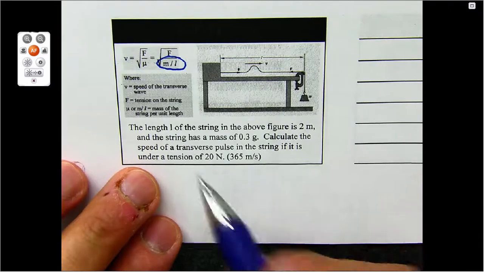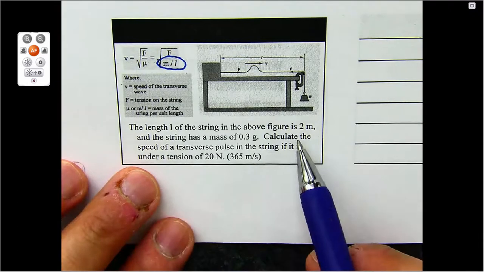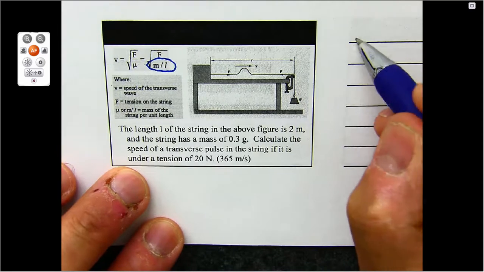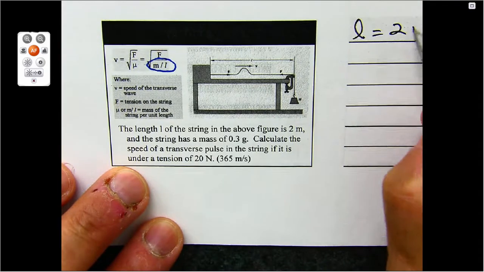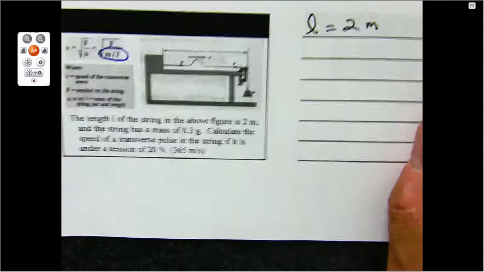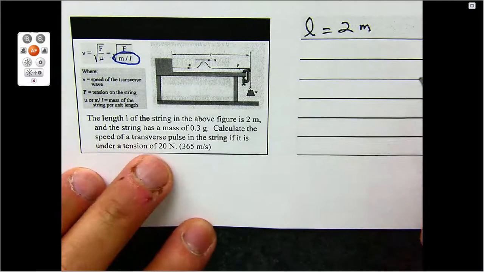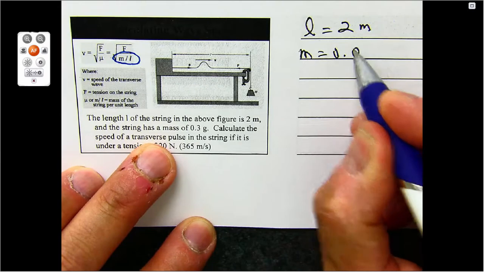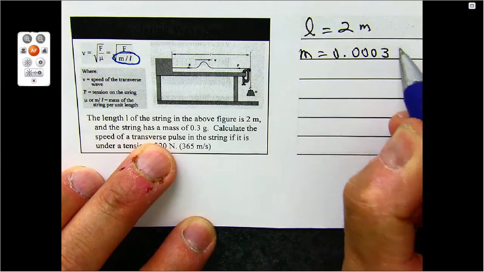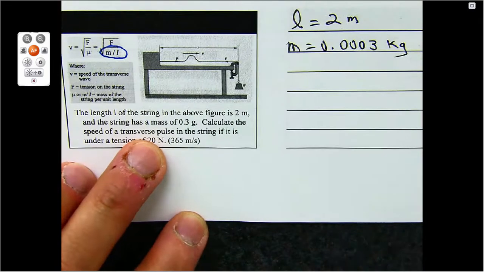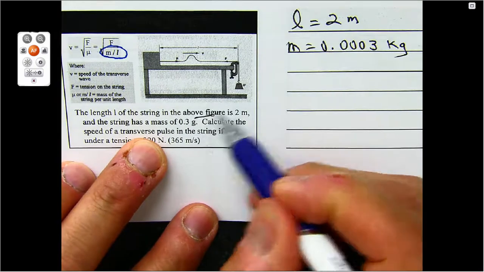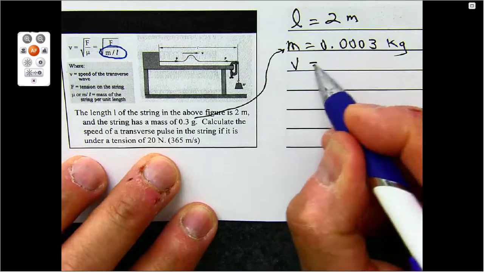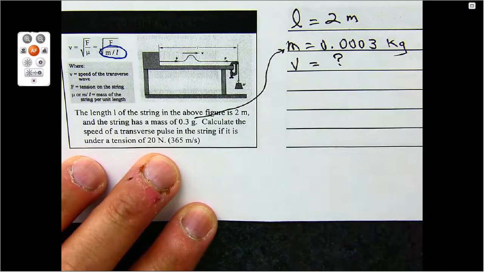So in this case, the length of the string in the above is 2 meters. So this is an L in here. We got a mass of 0.0003 kilograms, 0.3 grams. Calculate the speed.